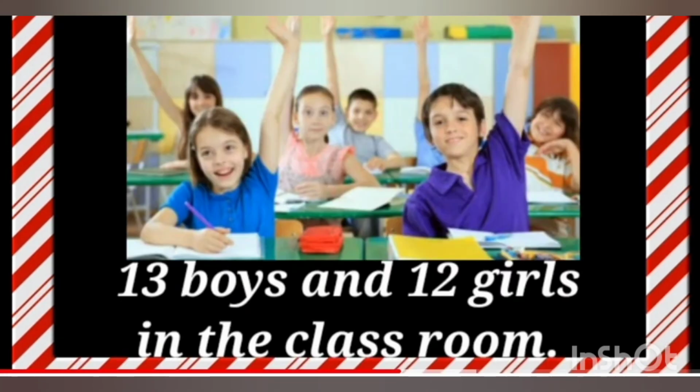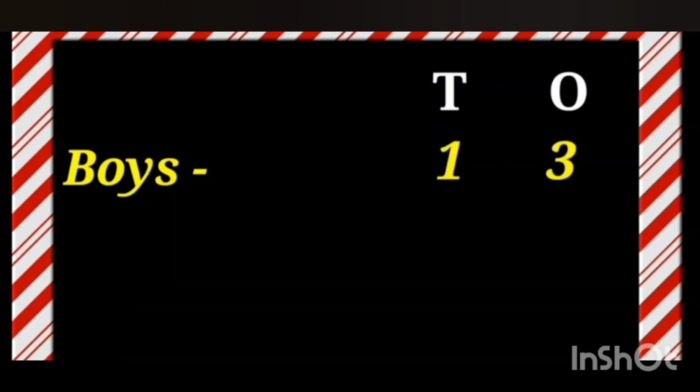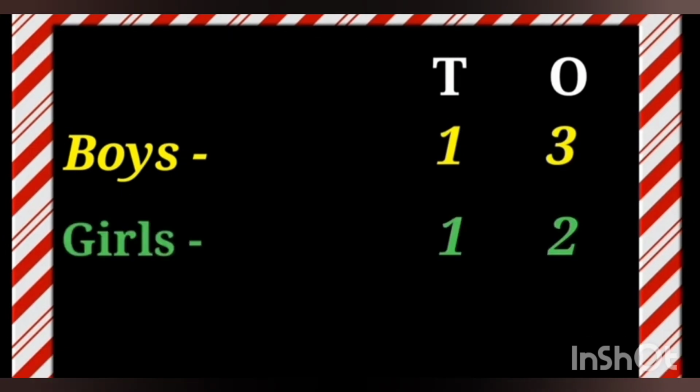There are 13 boys and 12 girls in the classroom. We have to find out the total number of students altogether. Here, as there are 2-digit numbers, first we will put them in their place value. So, total number of boys are 13. Starting from right, 3 will be in 1's place and 1 will be in 10's place. Total number of girls are 12. 2 will be in 1's place and 1 will be in 10's place.